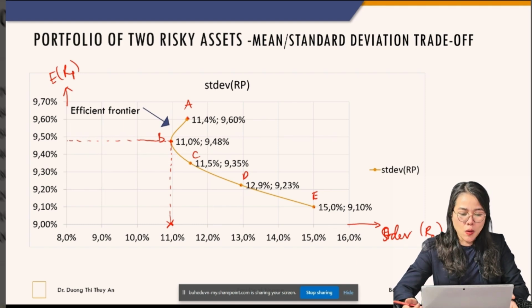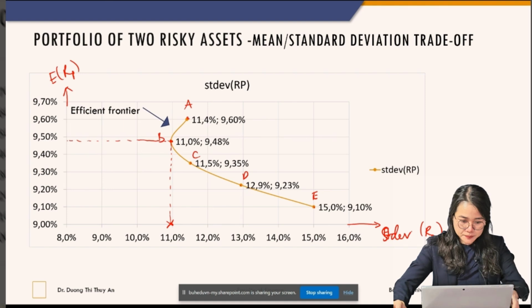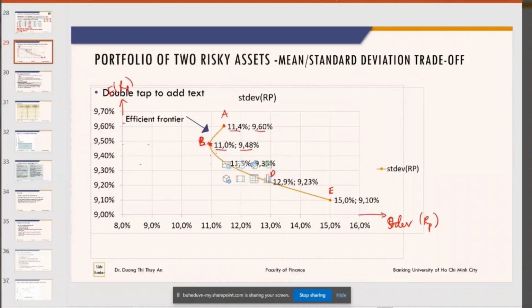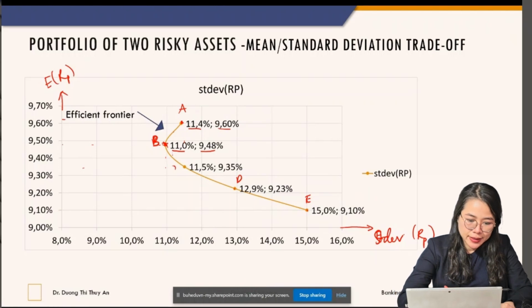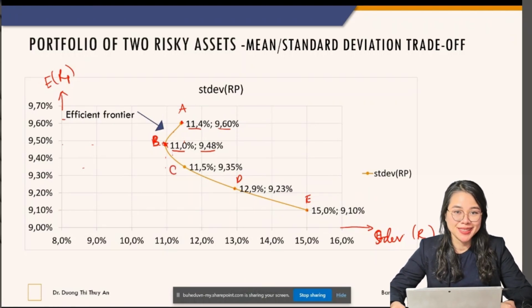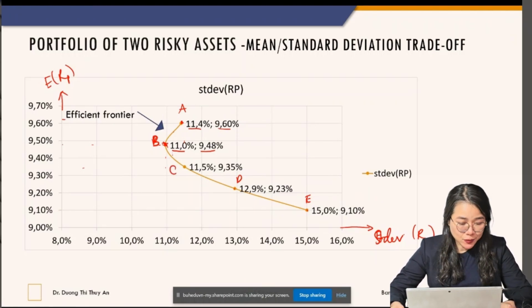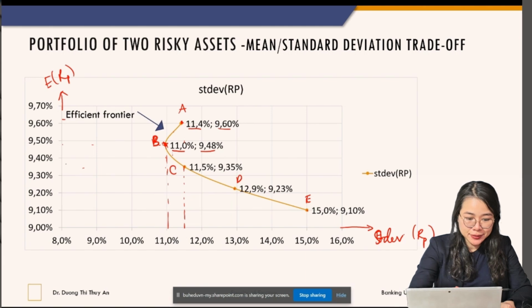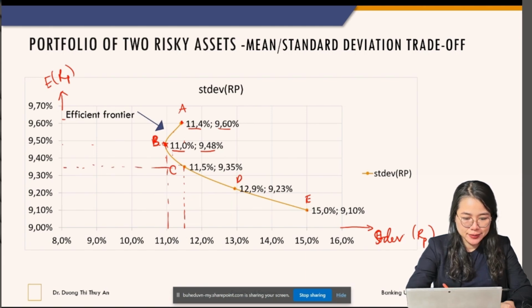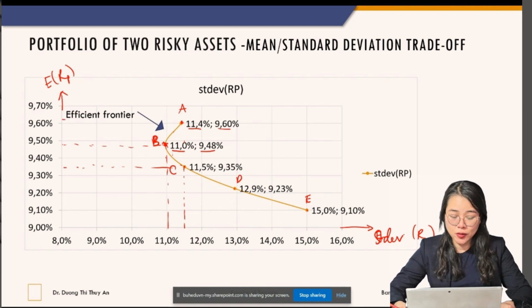Is there anyone who wants portfolio C? Wow. Look at portfolio C. Portfolio C has higher risk than portfolio B, and the return is even lower than portfolio B. So in terms of efficiency, portfolio C is not as good as portfolio B.